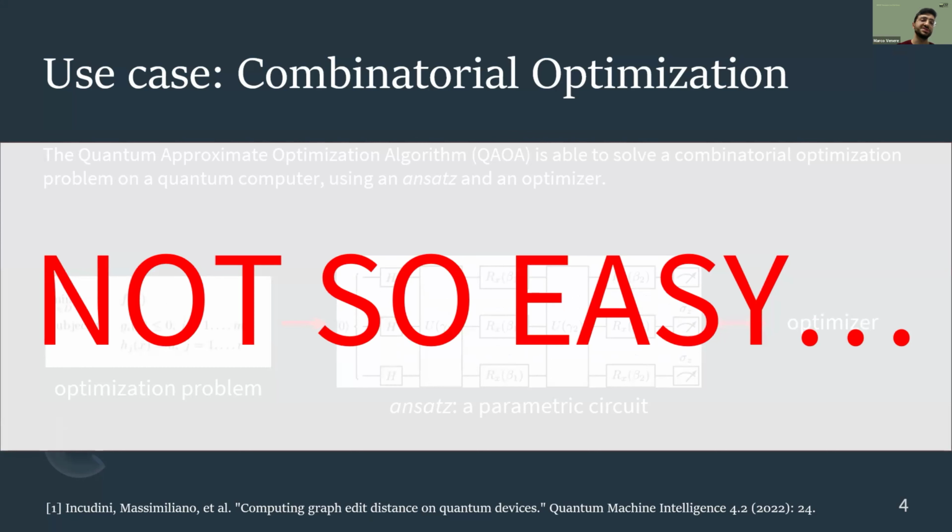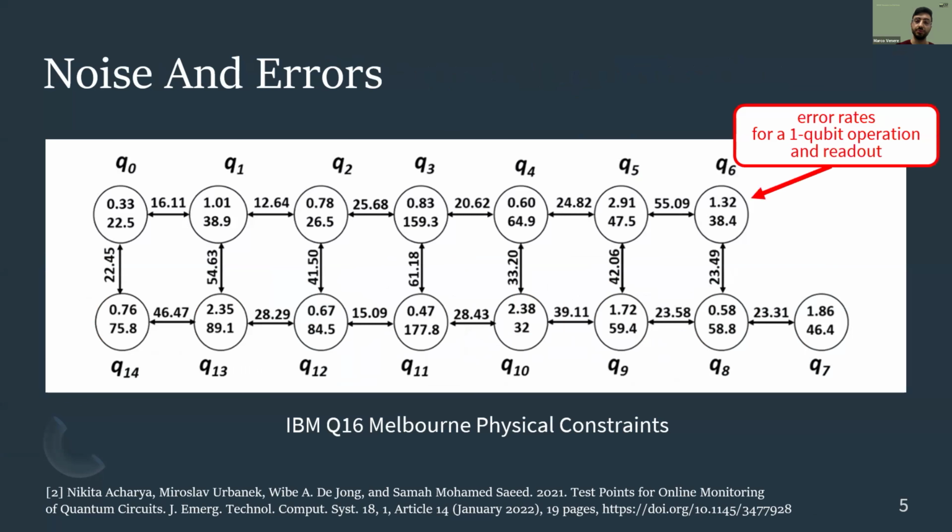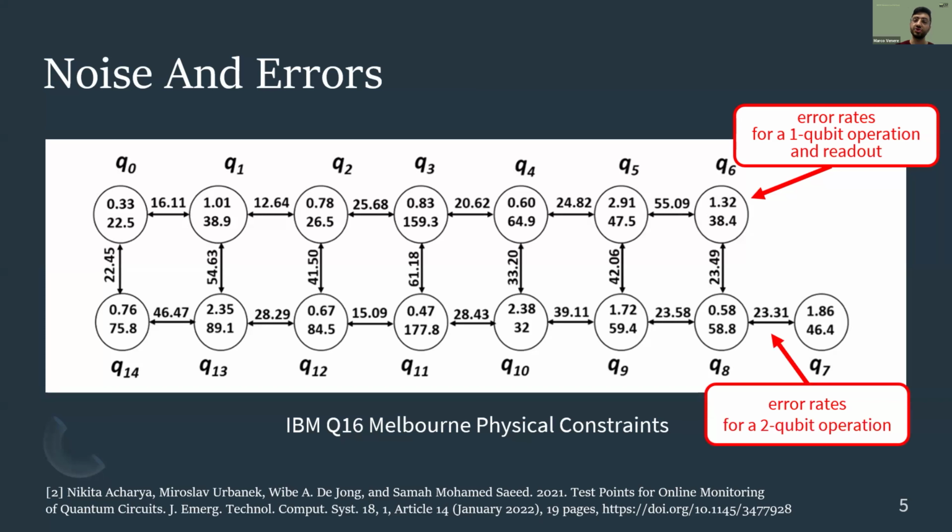Indeed, quantum computers must deal with noise. Here you can see a graph representing the quantum processing unit of a well-known quantum computer, which is the IBM Q16 Melbourne, and its physical constraints. In particular, all the nodes represent qubits, and as you notice, there are numbers associated with these nodes. Indeed, they represent the error rates for operations applied on one qubit, and also the readout of its value. In addition, we can see on the edges other numbers which represent error rates for two-qubit operations applied to a specific pair of qubits.